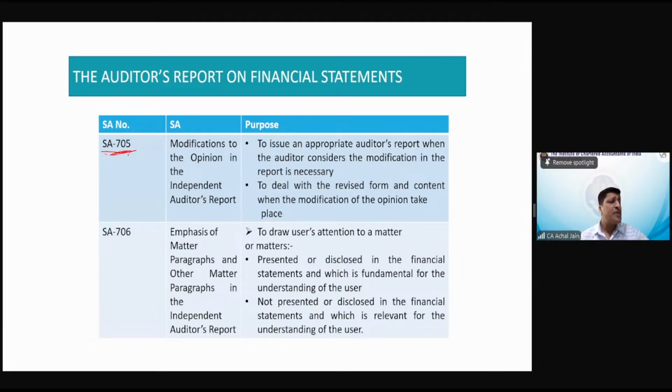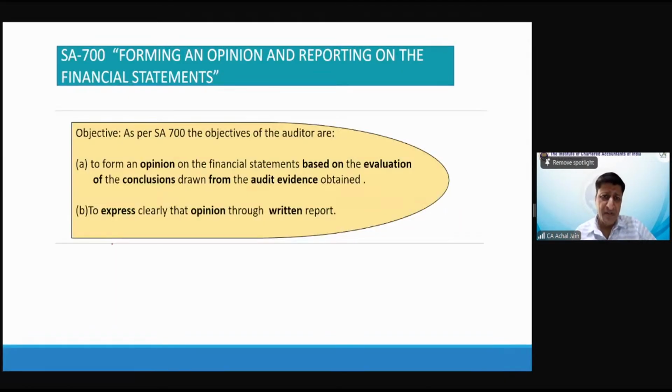Sometimes there could be some specific matters, some important matters which the auditor is required to emphasize upon. You can say it's a kind of highlight. Okay, the auditor is required to highlight some of those points in his report. And there again, for such type of matters, there is a separate auditing standard. What is that? SA 706. Okay. Similarly, there could be various other requirements.